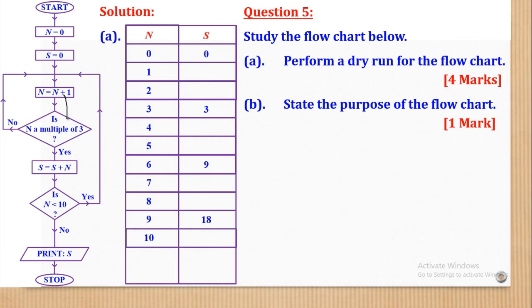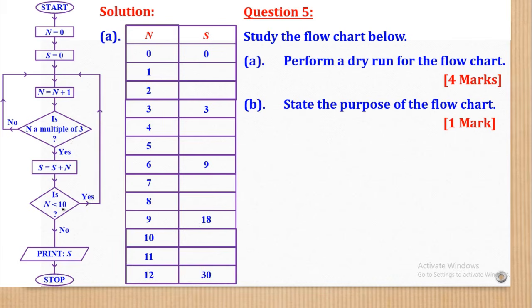Then from here go to this, is n a multiple of 3? So this value gives you an answer of no. So no means that you go here, follow this arrow and increment n by 1 to give you 11. Then this 11 here gives you an answer of no. So no means that you increment by 1 to give you 12. Now 12 here gives you an answer of yes. So yes means that you follow this option to where s will now become s plus n. So s is 18 and n is 12. Therefore 18 plus 12 gives you 30.